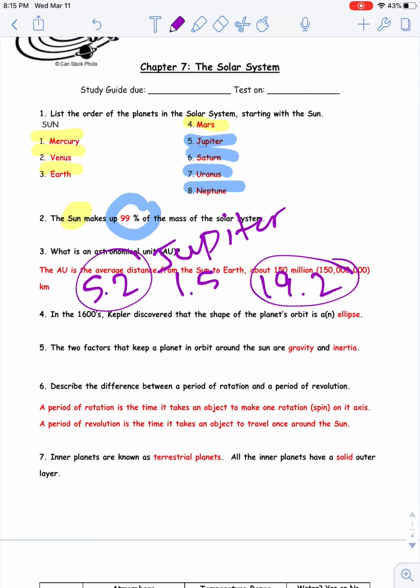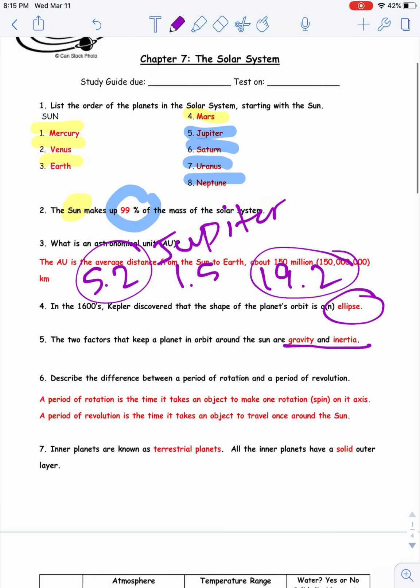Okay. In the 1500s, Kepler discovered that the shape of the planet's orbit is an ellipse. It's nearly circular. It's not perfectly circular. The two factors that keep a planet in orbit around the sun are gravity and inertia. We'll talk about that question a little bit later when we have a graphic to look at.